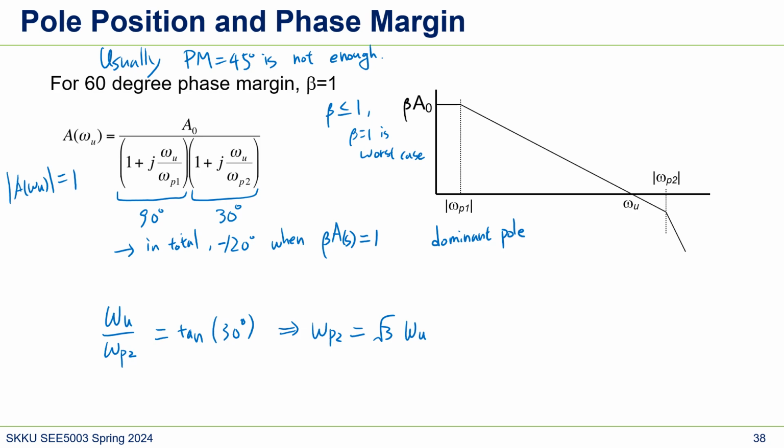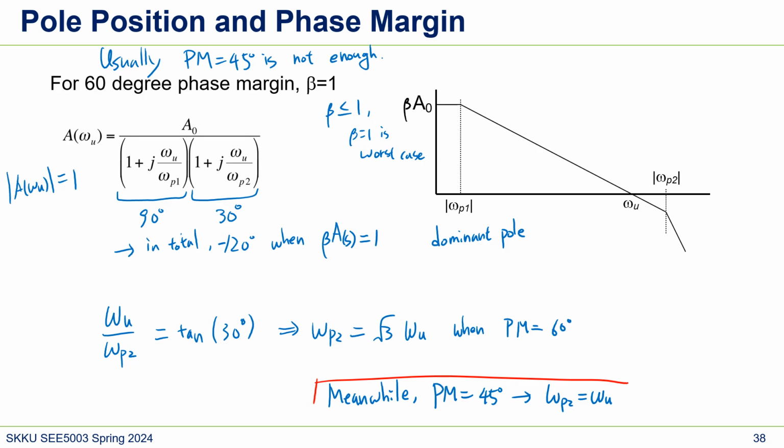So you see the difference between phase margin 45 and, this is when PM is 60 degree. We already discussed that if PM is 45 degree, then omega P2 was omega unity, right? Just for comparison. So if we need more phase margin, that means we need to put this pole 2 higher than omega unity. It means that we have to make the circuit faster. Our second pole should be located in the faster region, I mean in the higher frequency.